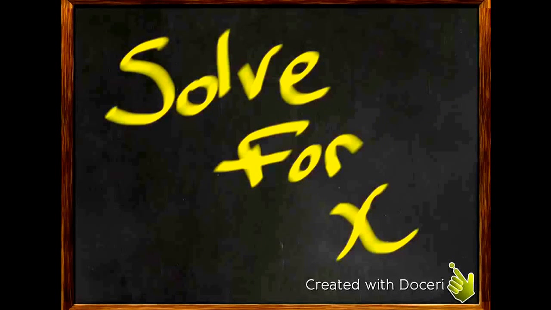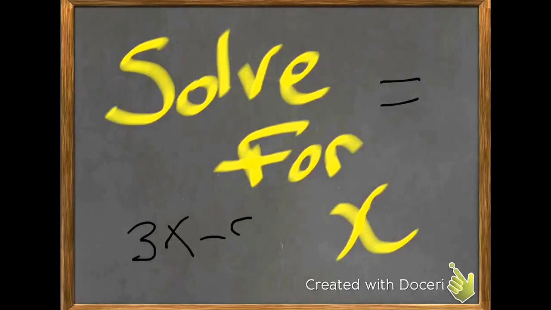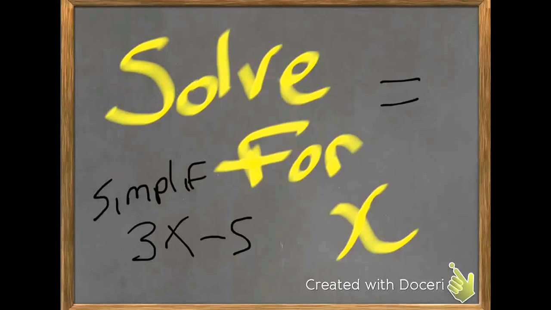Solving for x. First of all, we only solve an equation or solve for x when there is an equal sign. So when there's no equal sign, when we just have an expression like this, we can't solve for x, we can only simplify. So when it's just an expression, we're simplifying. But when there's an equal sign, then we can solve for x.